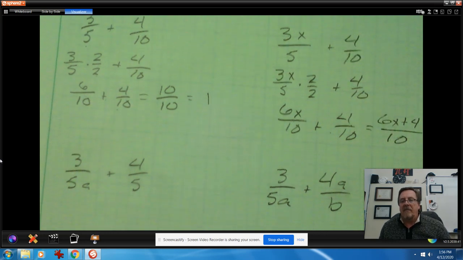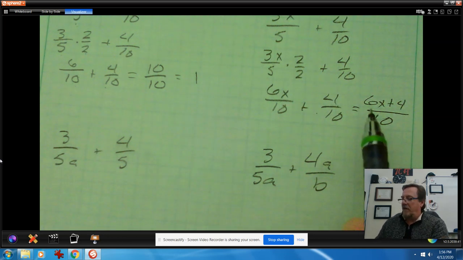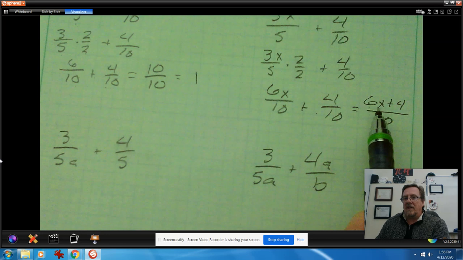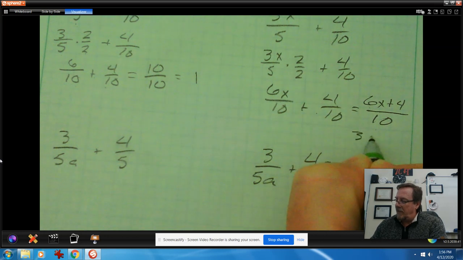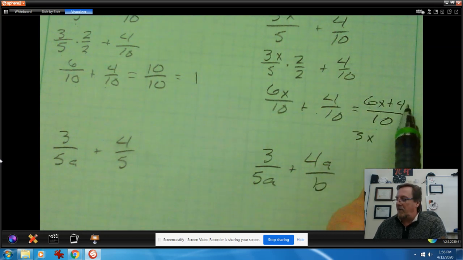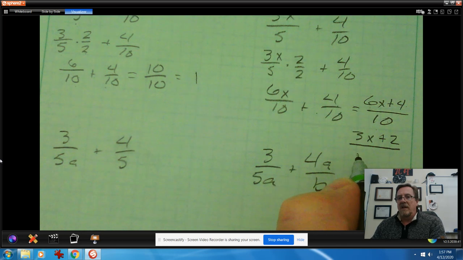It's just 10. But now I want you to think about, can I simplify? We've talked about simplifying before. Is there a number that is common to 6x, to 4, and to 10? And the answer is yes. We could take a 2 out of each of those. In other words, I could take 6x and divide by 2 to get 3x. I could take 4 and divide that by 2 to get 2. And I could take 10 and divide by 2 to get 5.